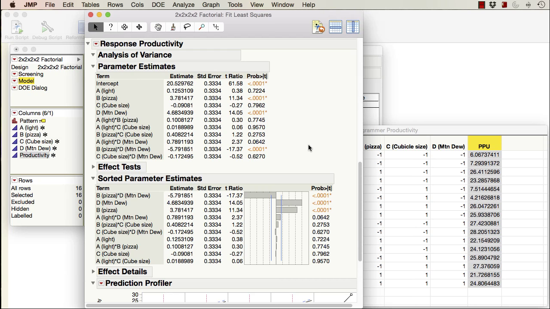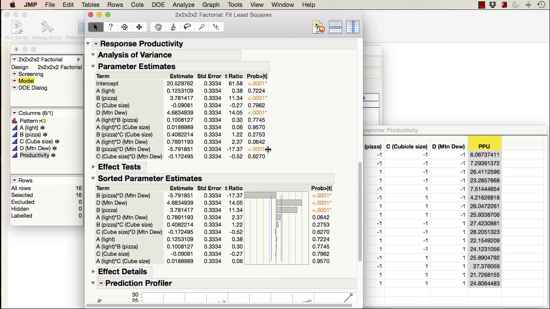JMP also computes a p-value that tells us which of the factor effects are actually significant, and by this we mean significantly non-zero. So you can see we have a p-value that's very small for the factor effect B. We have a p-value that's very small for the factor effect D, and we have a p-value that's very small for the interaction effect BD. This tells us that factor effect B, factor effect D, and interaction effect BD are the significant effects.